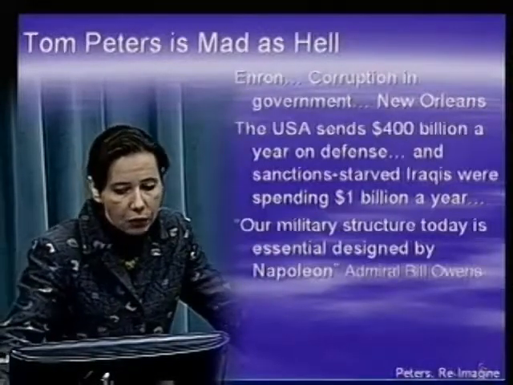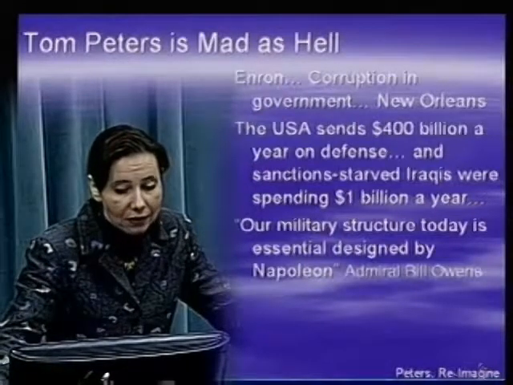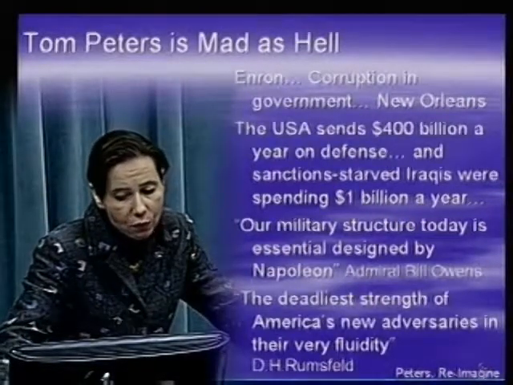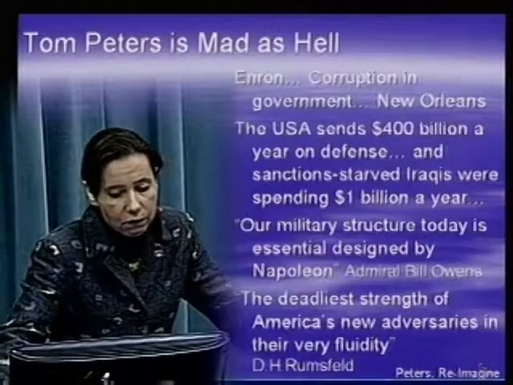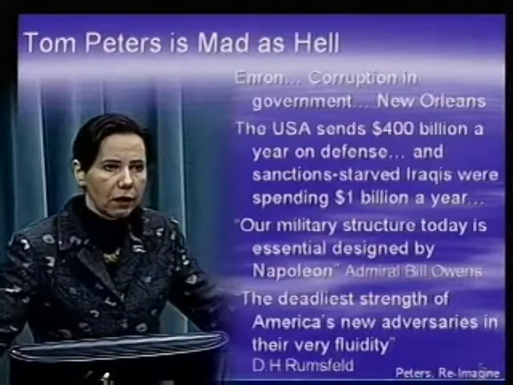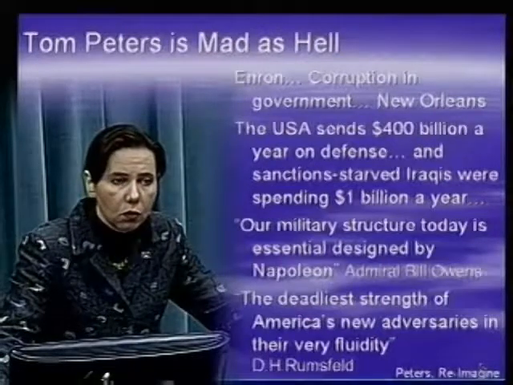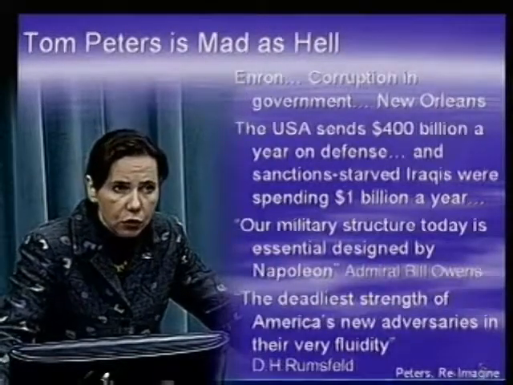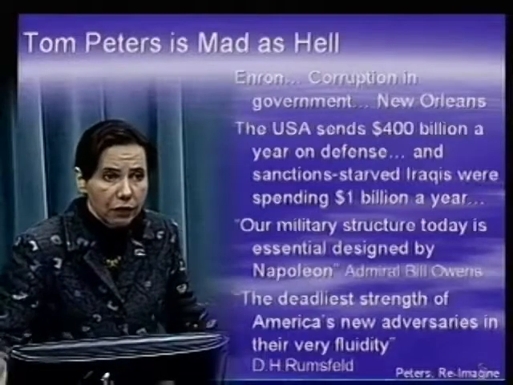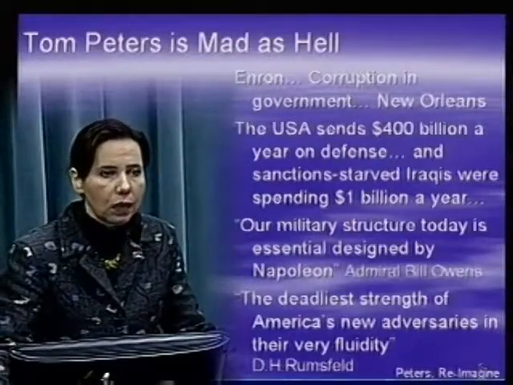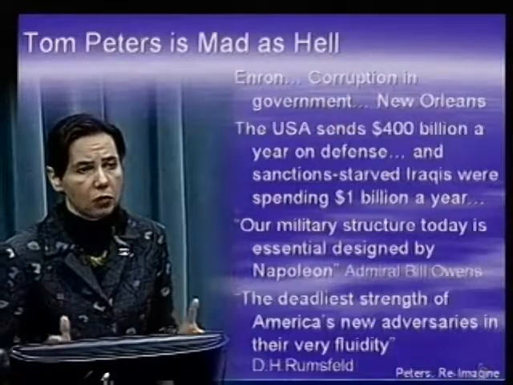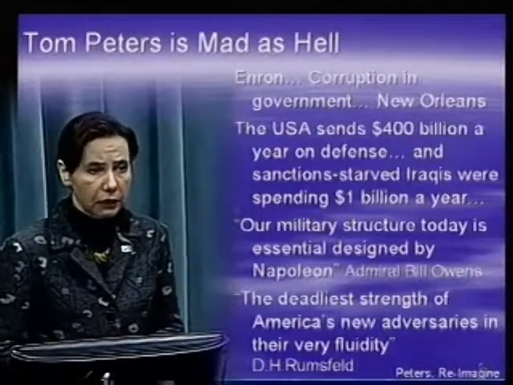Admiral Bill Owens explained that our military structure today is essentially designed by Napoleon. And Rumsfeld explains the deadly strength of America's new adversaries in the very fluidity of their enemies, of our enemies. So we can be upset, we can be mad, or we can learn how to deal with this. We can learn from maybe our enemies. We can learn from the nature around, which knows how to deal with all these unpredictable changes. This is what's going on around our organizations, around our regions, and the places where we live and operate.